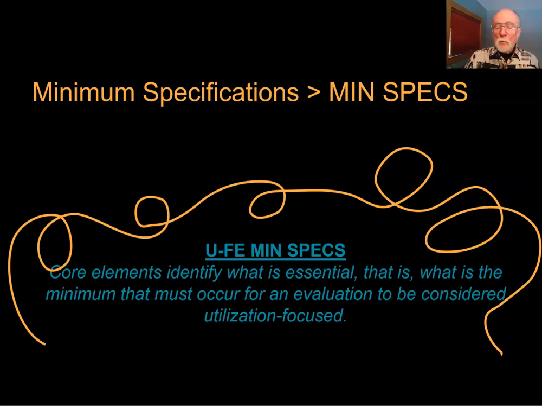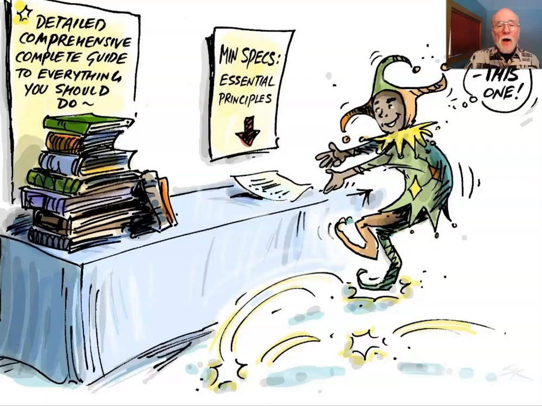And in the book, we identify 5 min-specs. Not trying to open with everything that you need to do. The prior edition of the book highlighted 17 steps in a comprehensive utilization-focused evaluation. But now we're cutting to the chase. What are the essential principles? And we are talking about principles, not detailed practices. So here are the 5 min-specs for utilization-focused evaluation.